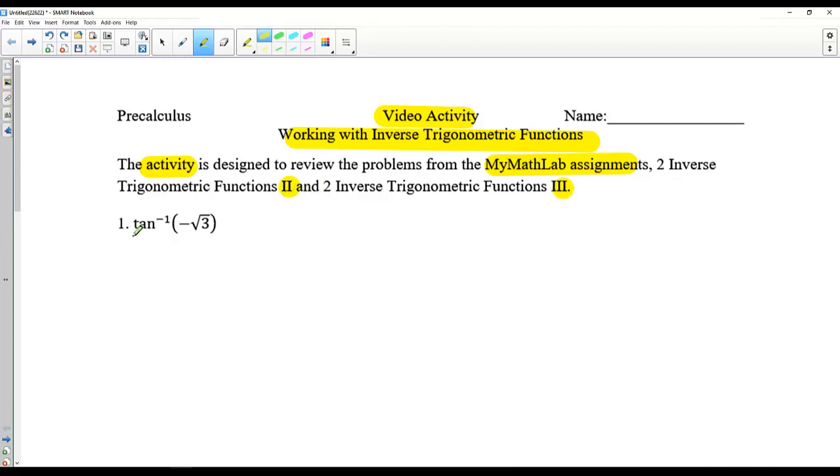And so we're going to start off with trying to find the value of this expression, tan inverse of negative root 3. And remember, the idea of this is that tan inverse of negative root 3 isn't just any number, it's an angle. So once I write the angle theta, then I can solve this.